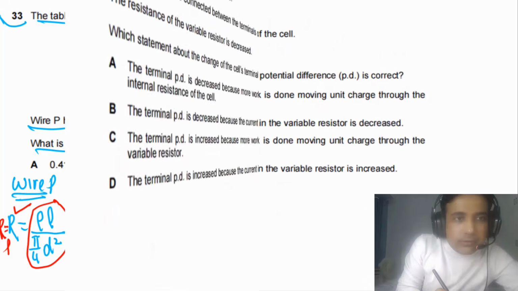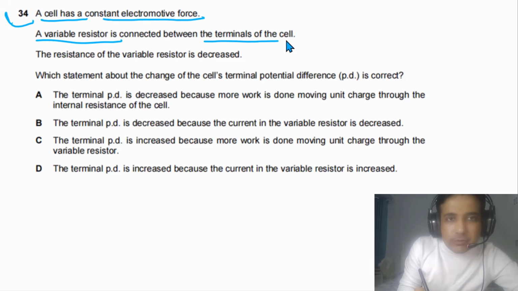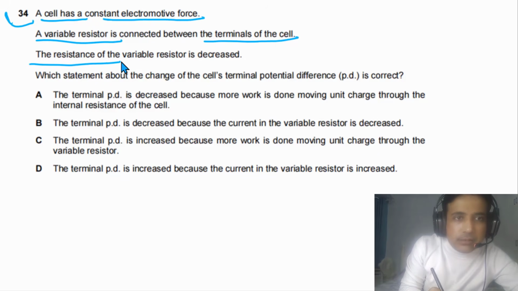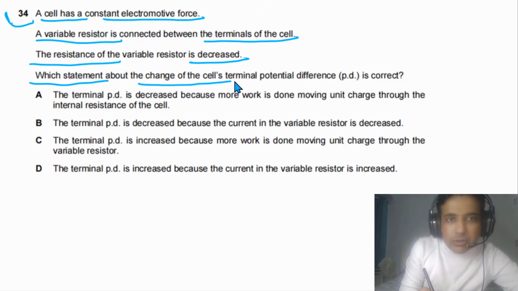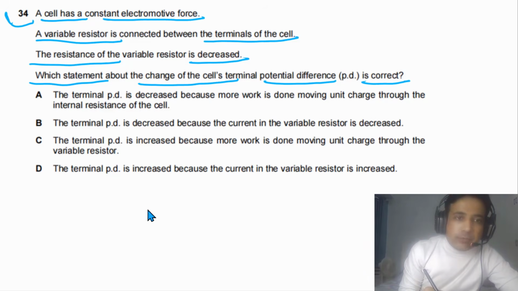Question 34 says a cell has a constant electromotive force. A variable resistor is connected between the terminals of the cell. The resistance of the variable resistor is decreased. Which statement about the change of the cell's terminal potential difference is correct? So a typical type of question. The best way to answer this question is to sketch the circuit.